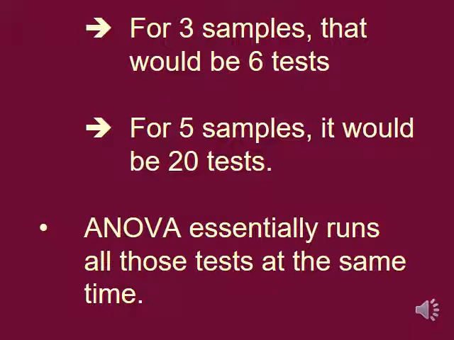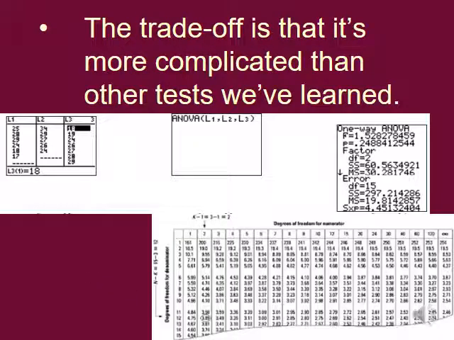What analysis of variance basically does is it's like it's running all of those tests at the same time, but just in one test. The trade-off with that, and it really is the reason why we skipped the topic in the book, is that it becomes a lot more complicated than just doing a z-test or a t-test. You have to work with lots of different lists and interpret a lot of different things when you do it. But again, it's just a test that compares more than two samples at the same time.